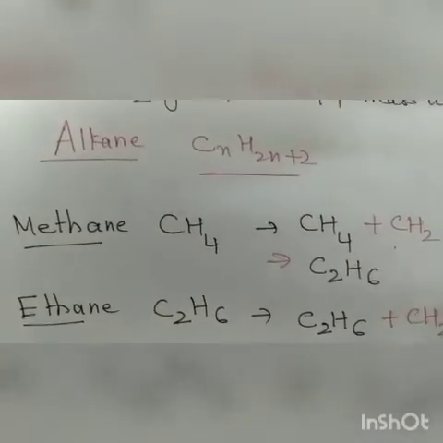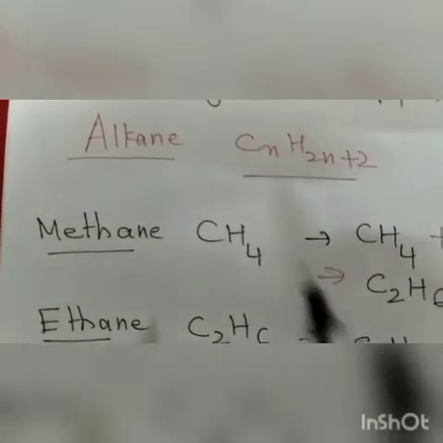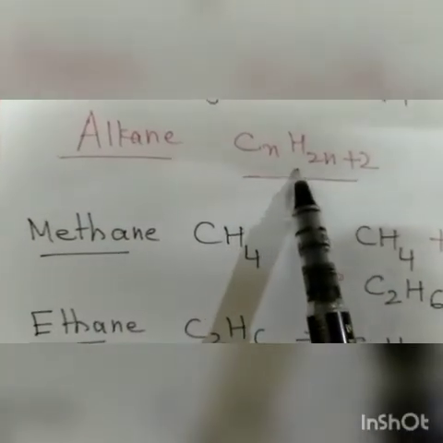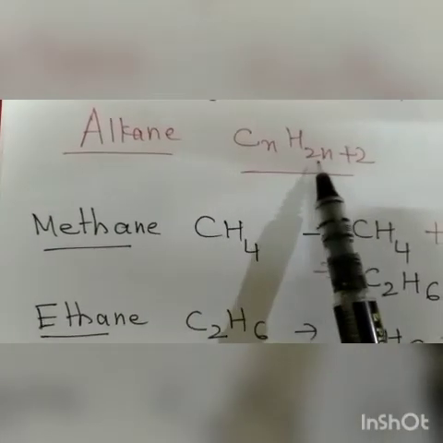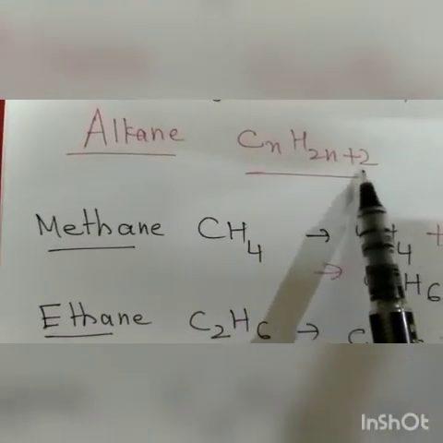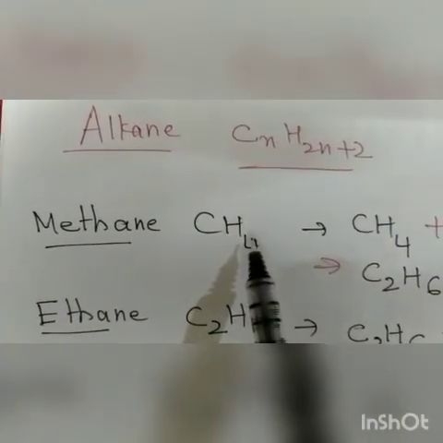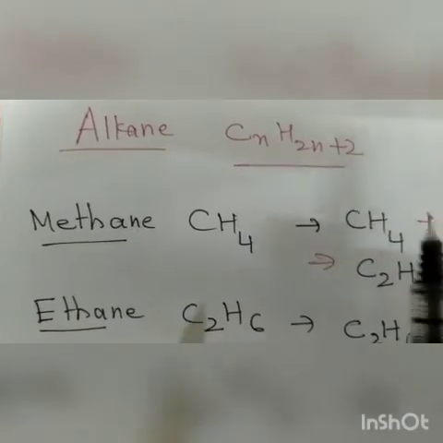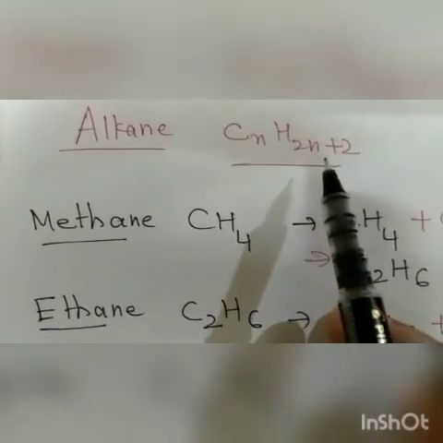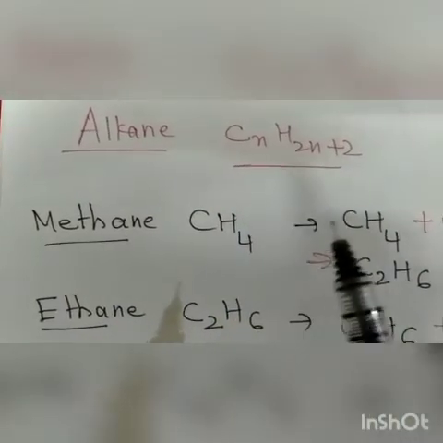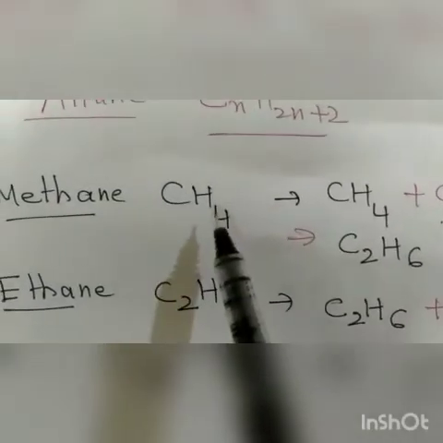Let us take the example of alkanes first. The general formula of alkanes is CnH2n+2. So all the alkanes will have the formula CnH2n+2. Methane's formula is CH4. So what are the first two things given in a homologous series? That the members have the same general formula, and second, that they differ by a CH2 group. Now let us see. Methane's formula is CH4.